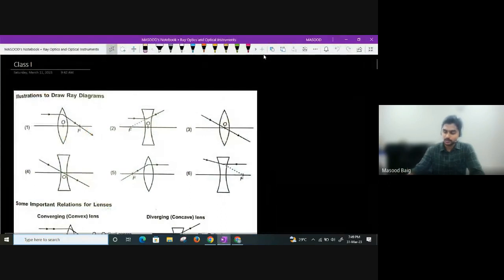Okay, so let us quickly move ahead. We have talked about the reflection part. We have also talked about the refraction part. Let us try to understand refraction using lenses today.